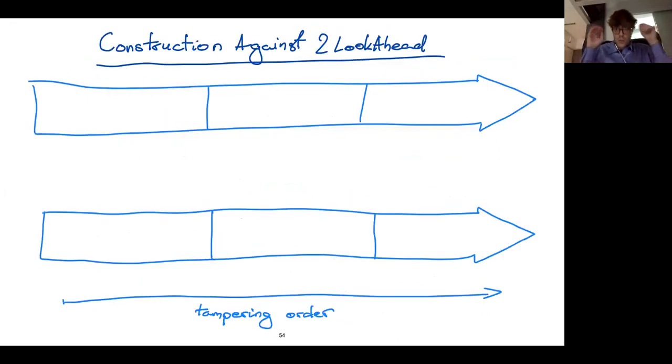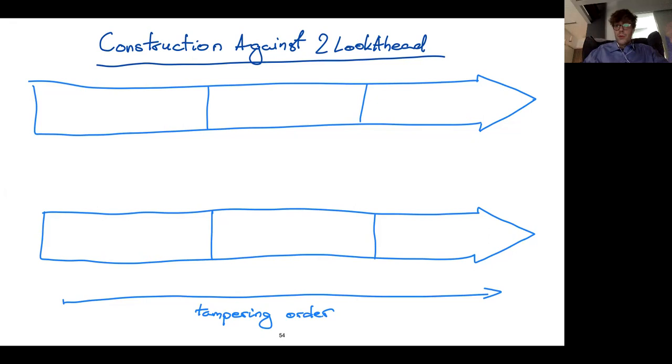Okay, so what's the construction? The construction is two states, the upper and the lower state. There are three pieces of memory in each state, as in look-ahead. And the tampering order is from left to right. So the left piece of the memory is tampered first, then the middle part while knowing the left part, then the right part while knowing everything else.